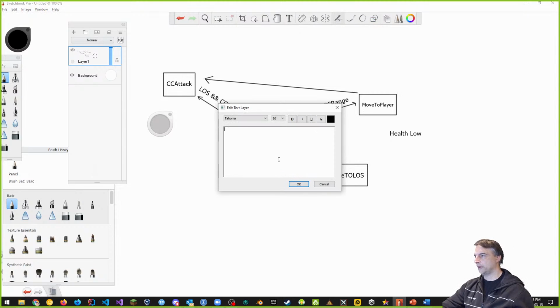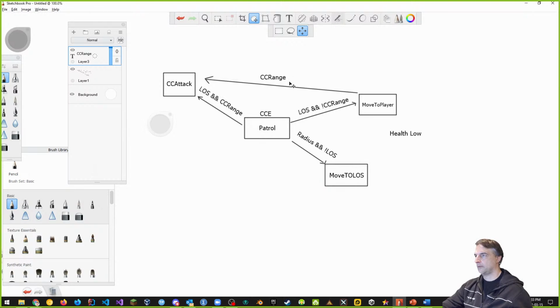So move to player. When I'm close, combat range, then that's true. I already have line of sight because we're moving to the player because I had line of sight. I'm recommending that I maintain line of sight and I move here, right? So I move the transition from here to here.